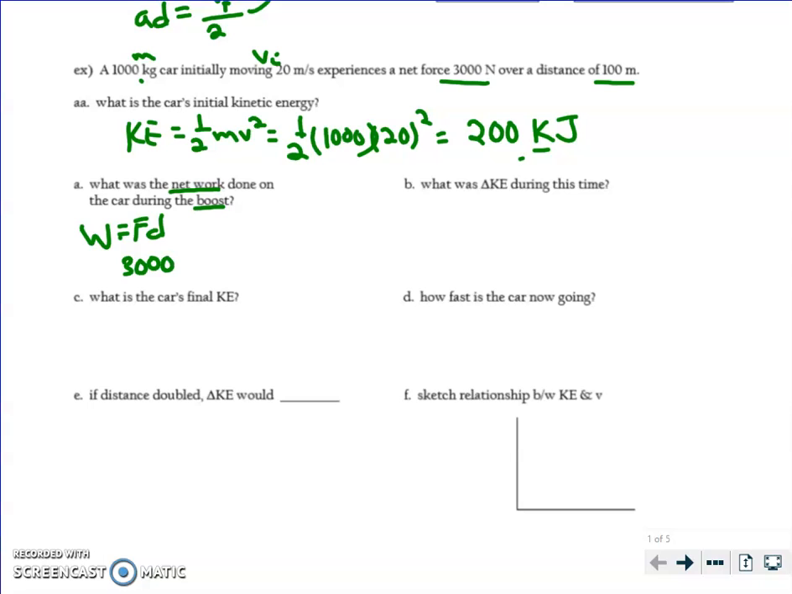So we're taking into account drag. We're subtracting it. It's just built in there for 100 meters. And so that's 3,000 times 100, 300,000. So that's 300 kilojoules. I'll keep it in terms of kilojoules.